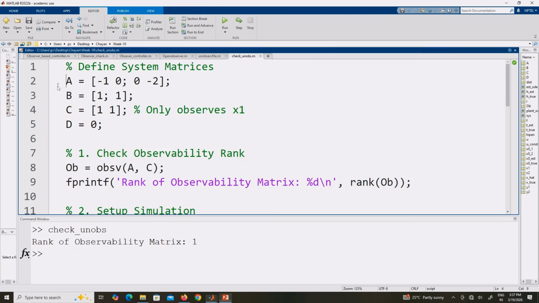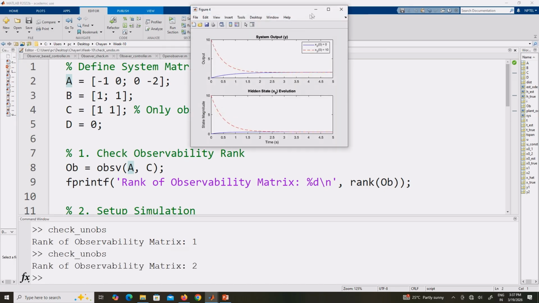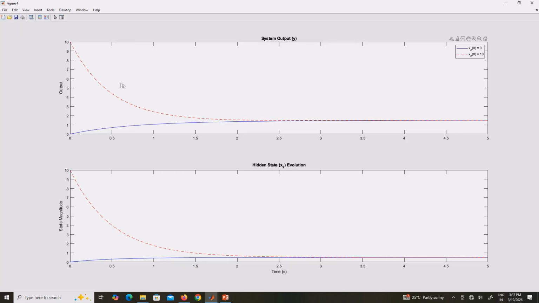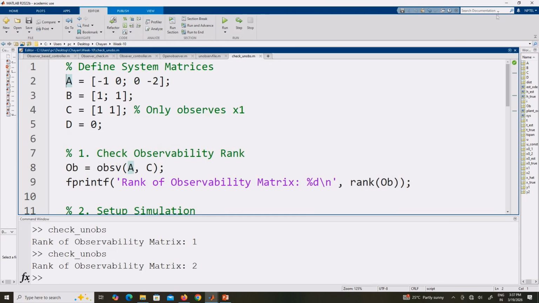Now, let us look at the output, and notice that the outputs are this. So, we have two different outputs now. The main idea is that we have two different outputs now, corresponding to the two different initial conditions, which was not the case when the system was unobservable. So, distinguishing between the actual initial conditions was becoming a problem then.